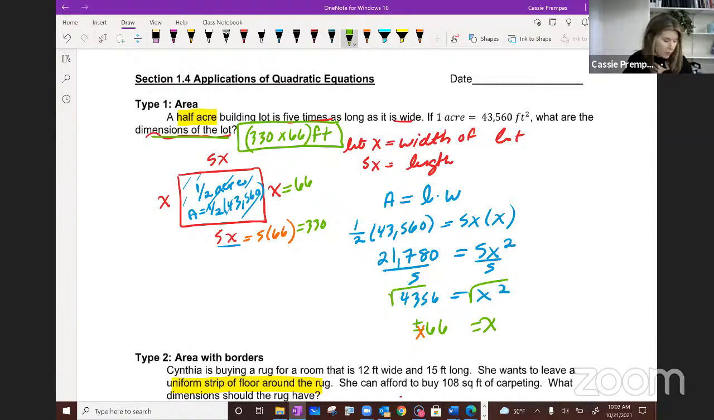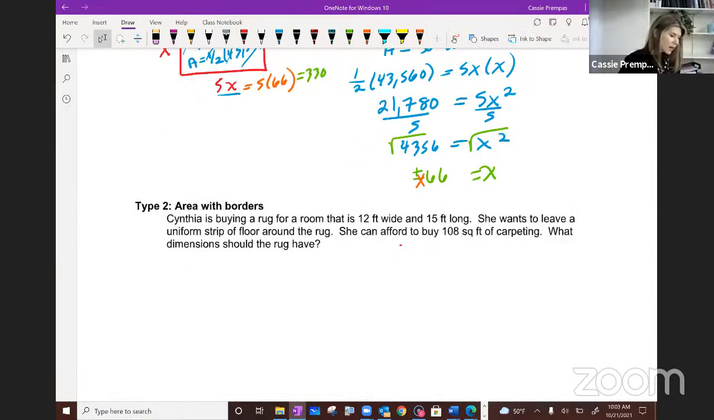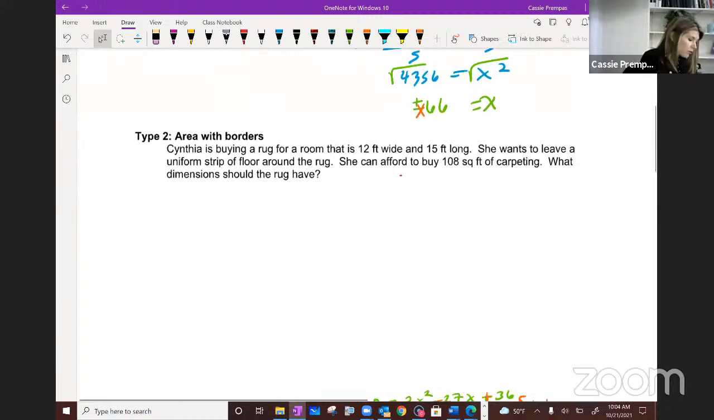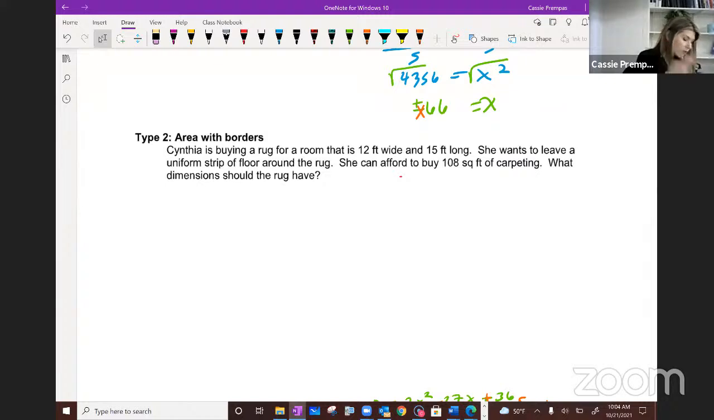All right, that's the first type of problem. Type number 2 involves area with borders. So let's take a look. It says Cynthia is buying a rug for a room that is 12 feet wide and 15 feet long. She wants to leave a uniform strip of floor around the rug. She can afford to buy 108 square feet of carpeting. What dimension should the rug have?